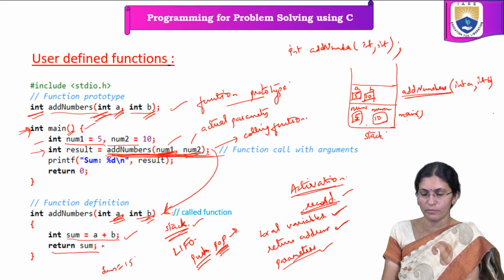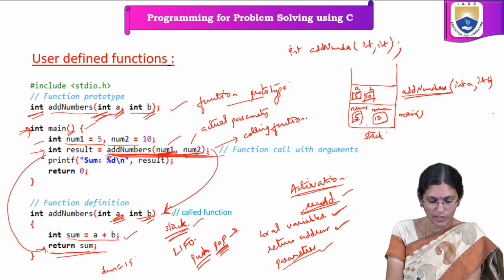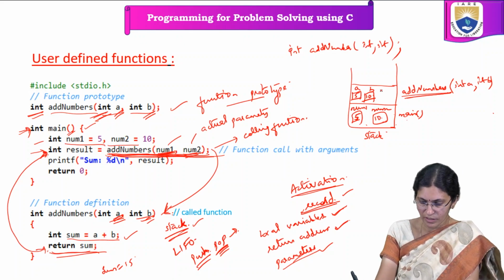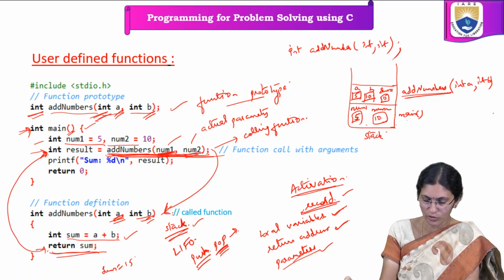So this value of sum is returned to the calling function. After executing this statement, control is transferred again to the calling function. After the execution of this function, control is again transferred here. Whenever the control is transferred here, there is a variable, sum, which is a local variable. Its value is equal to 15.